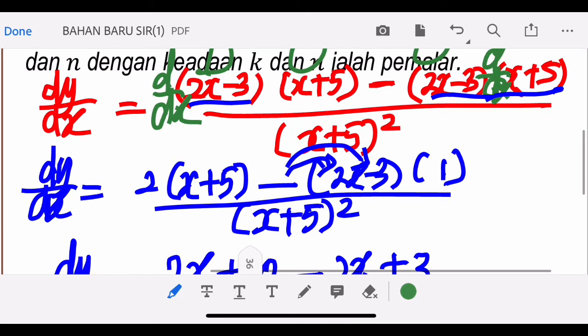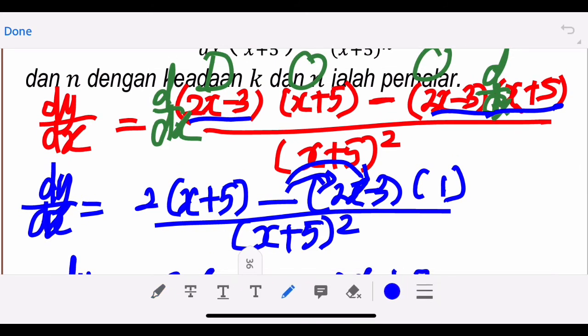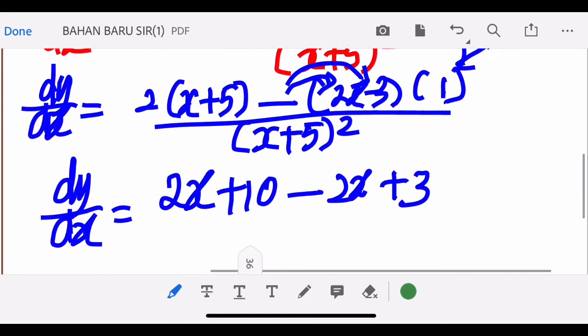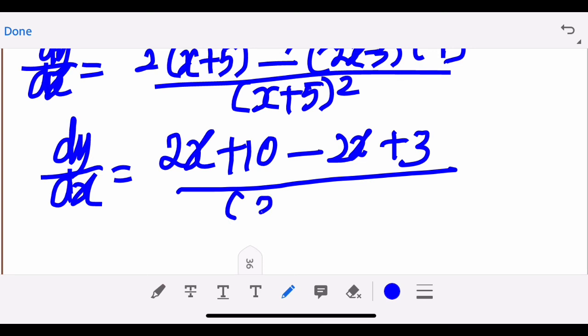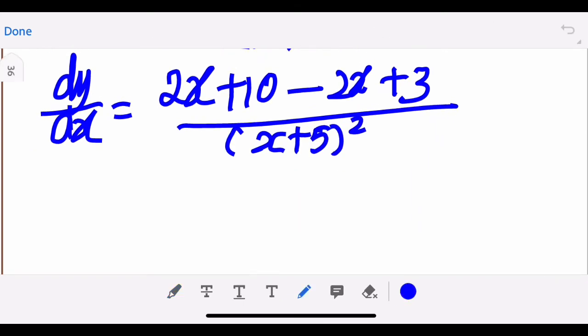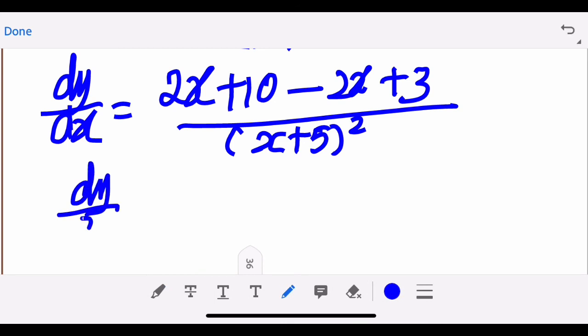Alright, clear? Let's double check. This one you differentiate, you get 1, right? Differentiate x plus 5. Okay. So 2x minus 3. So, right. Alright. So don't forget the over v squared, right? So now dy/dx is equal to, oh wow, these two can be cancelled out, right?